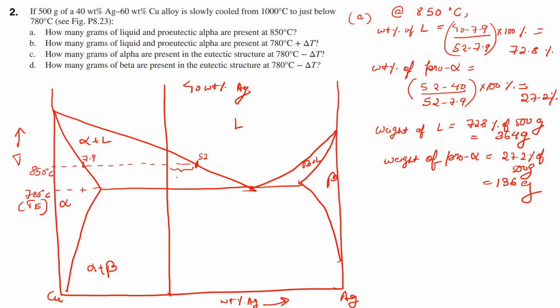So the second question asks, how many grams of liquid and pro-eutectic alpha are present just above the eutectic point. Okay, so by the way, because this curve is very steep, these points lie very close to each other, so it's not apparent in this schematic because I have done it freehand. But this is also close to 7.9, so you can just imagine it being almost vertical. It's very steep at this point, and this is 71.9, it's already mentioned, 71.9.